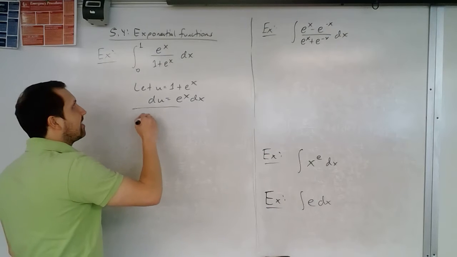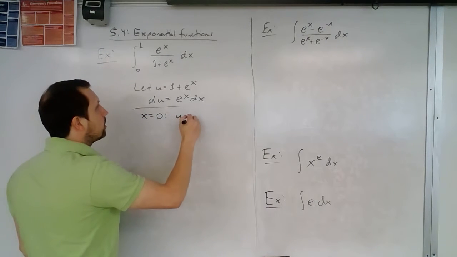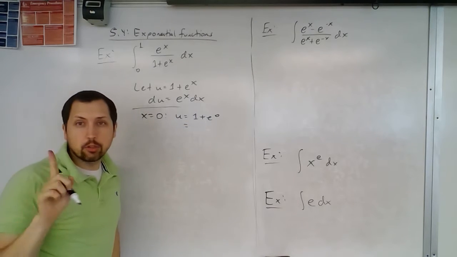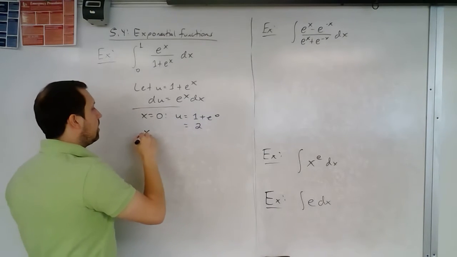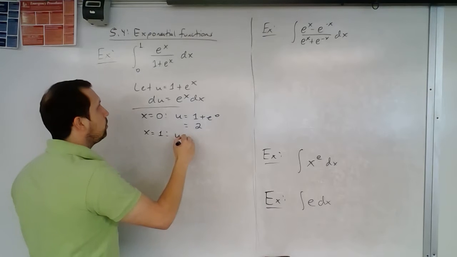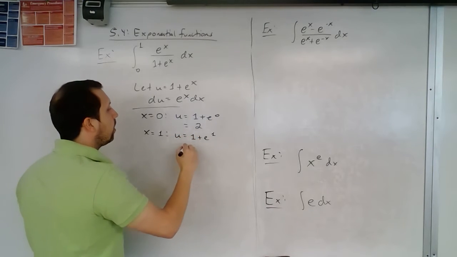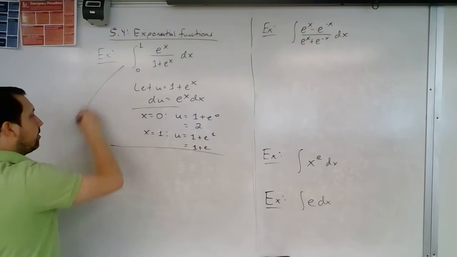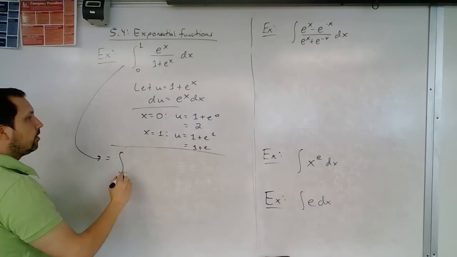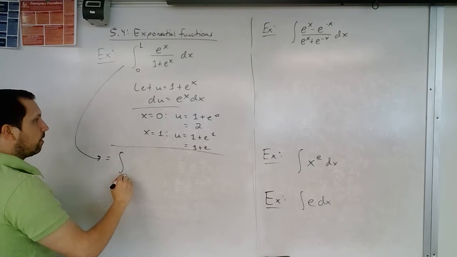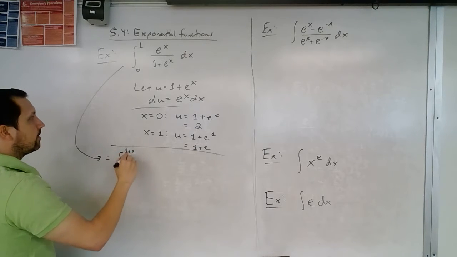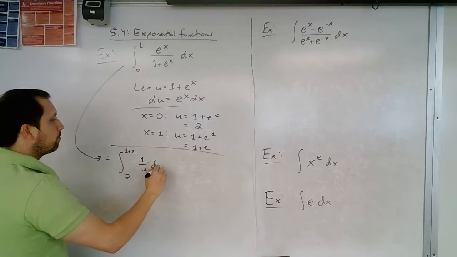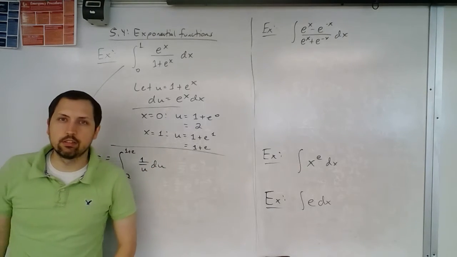So when x is equal to 0, u is going to be 1 plus e to the 0. E to the 0 is equal to 1, so this is 2. And then when x is equal to 1, we have u is equal to 1 plus e to the 1, and that's simply 1 plus e. So what this integral now becomes is the integral from 2 to 1 plus e of 1 over u du.